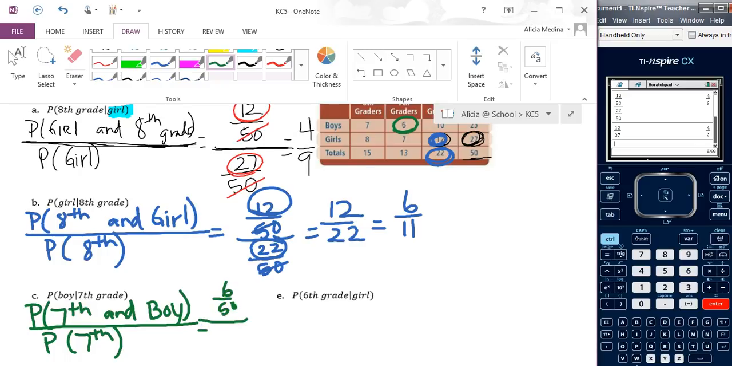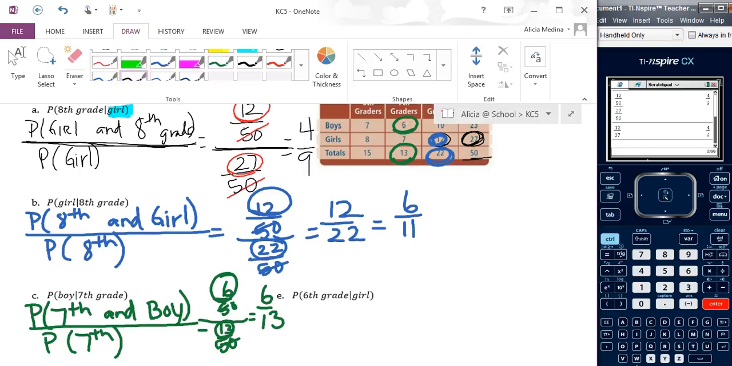Completely divided by the total of 7th graders, which is going to be 13 over 50. So again, what I am simplifying here is going to be 6 over 13, which does not simplify. Alright?